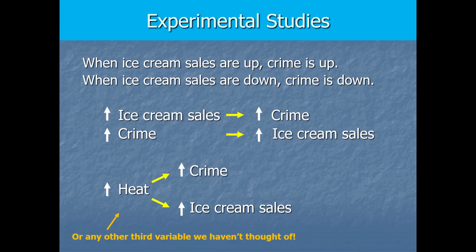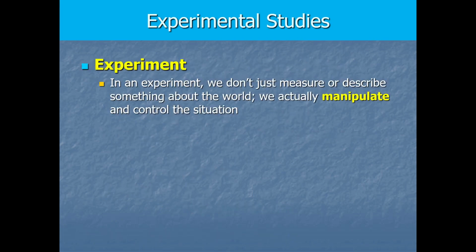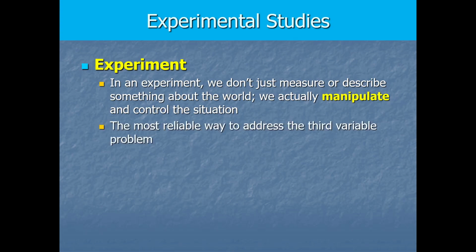So what we need is a different method entirely, something much more powerful than just measuring some variables and finding a correlation. And the best method, of course, the best tool we have, is to do an experiment, to use a true experimental design. In an experiment, we don't just measure or describe something about the world, we actually manipulate things. We control the situation directly as researchers. Now, we'll see in a minute why this is also going to be the most reliable way to address the third variable problem and rule out all the third variables, even the ones we never thought of.